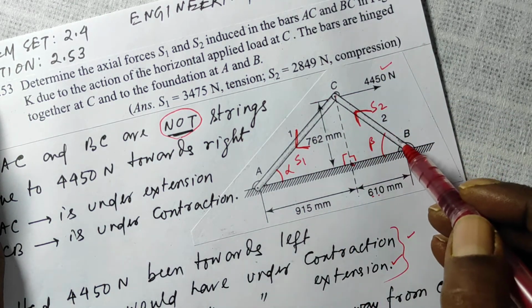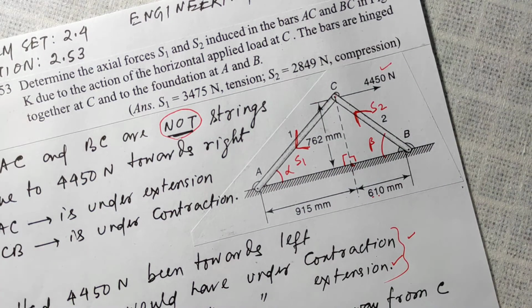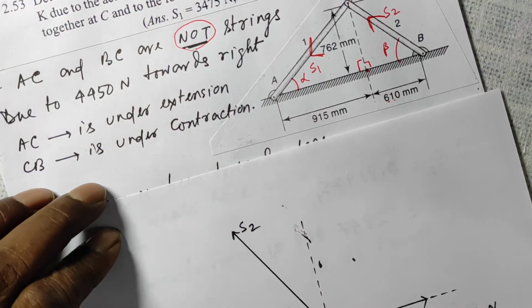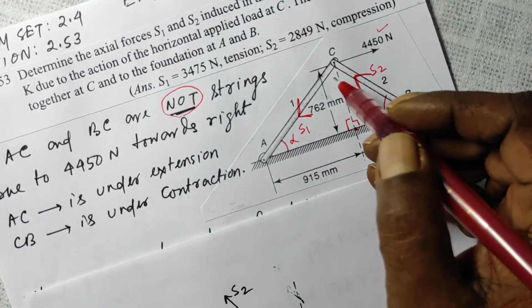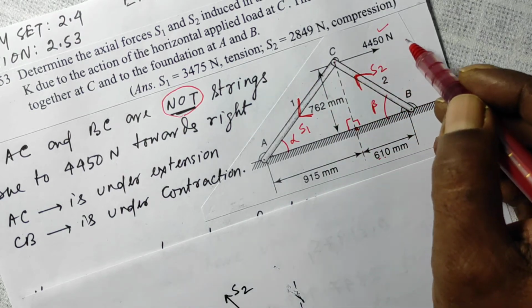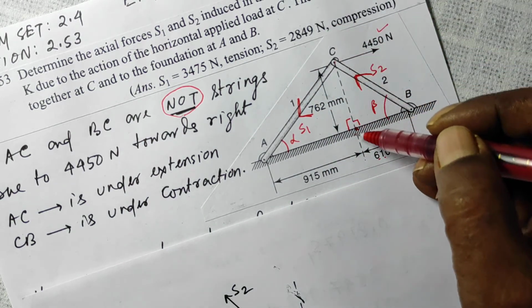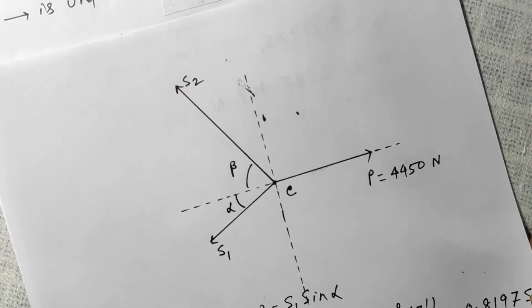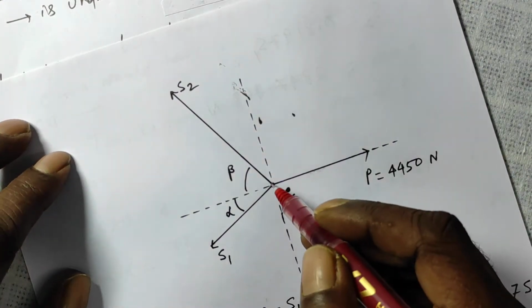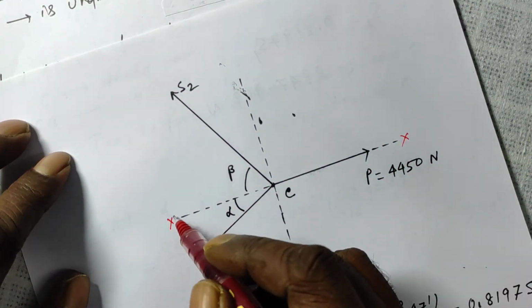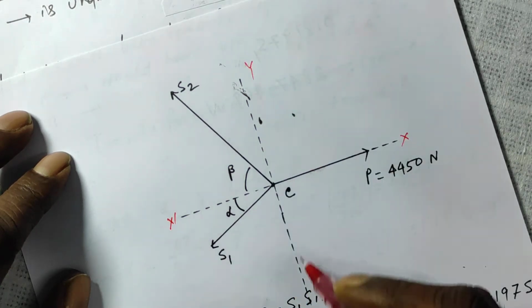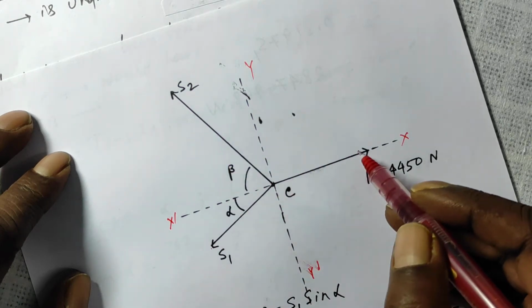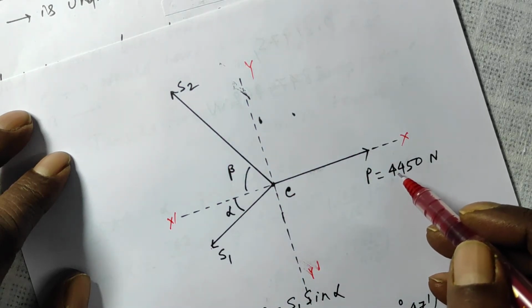Here is S1 and here is your S2. So the free body diagram: I have taken this line as x-axis and this line as y-axis to draw the free body diagram. So your free body diagram looks like this. This is your x-axis, this is your negative x-axis, this is your y-axis, this is your negative y-axis, this is your S1, this is your S2, and this one is the applied force, the weight, load 4450 Newton.